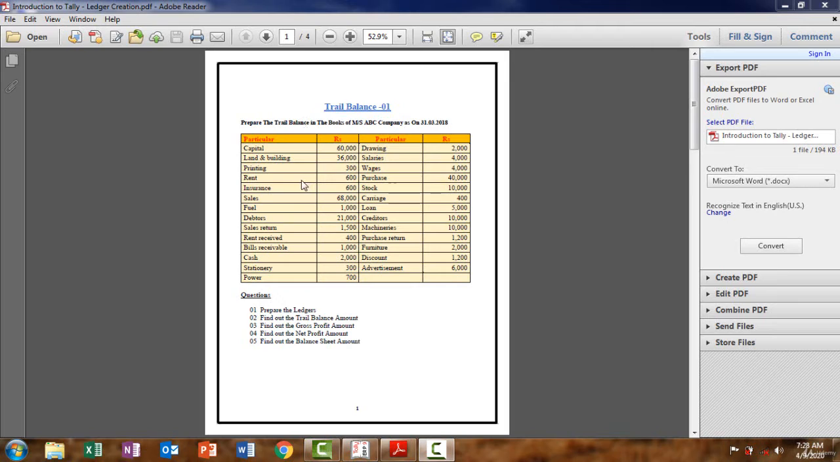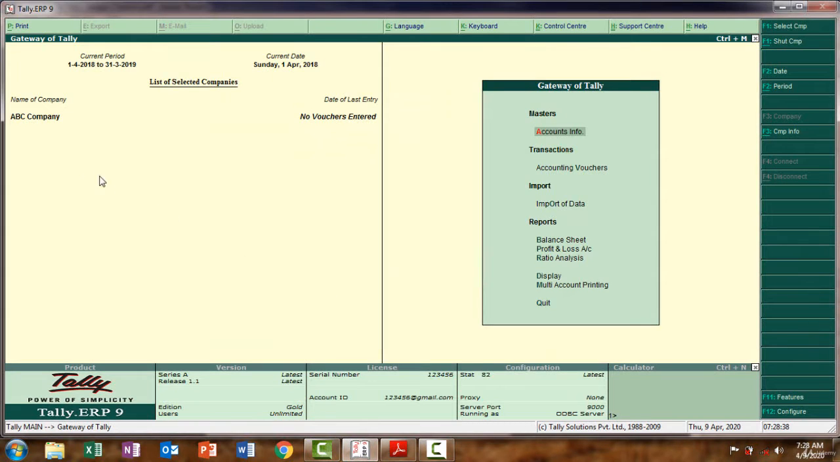So we have to put in these ledgers with opening balances. How can we put them? It's very simple. First, I have created the ABC company as per the question, and you can see that the current period is 1/4/2018 to 31/3/2019. The current date is Sunday, 1st April 2018. I have created this just for the accounts only.